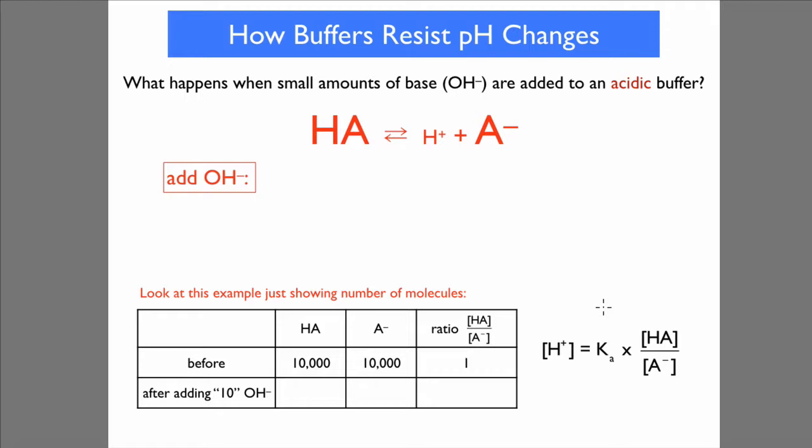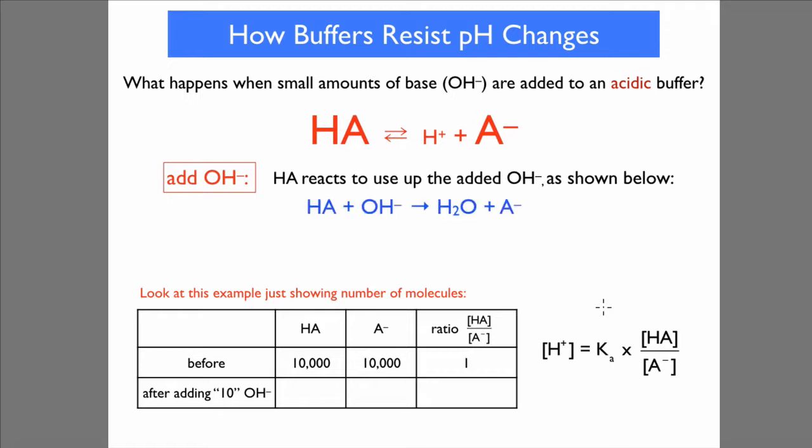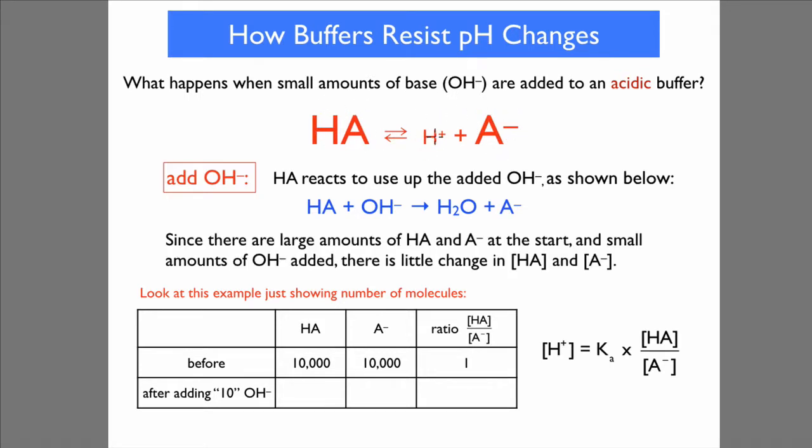What will happen when small amounts of base are added to an acidic buffer? So let's add some OH- to our equilibrium, and this time the molecule HA will react to use up the added hydroxide ions. Here we can see it go on, make some water and some more anions. So some of this is being used up and some of this is being made, but they're already massively in excess. So since there are large amounts of HA and A- at the start and small amounts of hydroxide ion added, there is little change in the concentrations of HA and A-.